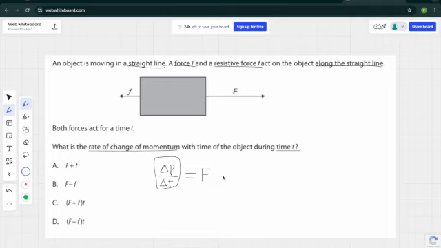So what does this mean? It just means we need to find the net force acting on this object, which in this case is big F minus small f, which is option B. So our answer is precisely option B.